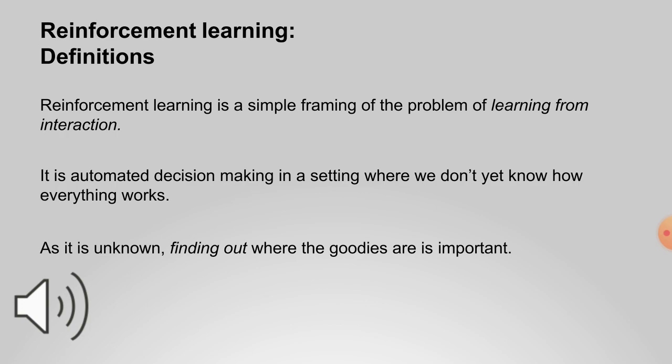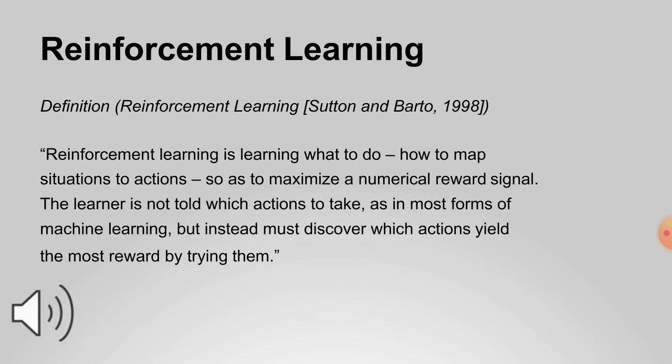So, we will first discuss the definition of reinforcement learning. Reinforcement learning is a simple framing of the problem of learning from interaction. It is automated decision making in settings where we don't yet know how our system works. Reinforcement learning is learning what to do and how to map situations to actions so as to maximize a numerical reward signal. In reinforcement learning, the learner is not told which action to take, as in most machine learning, but instead must discover which action yields the most reward by trying them.